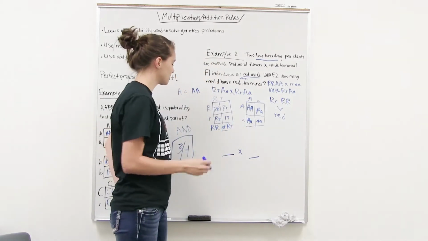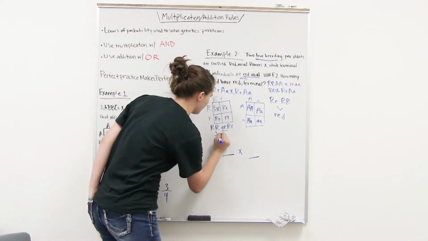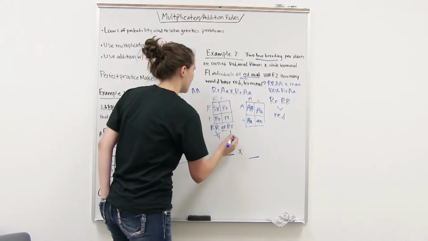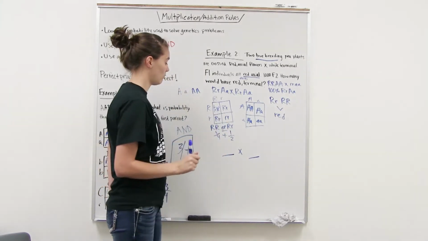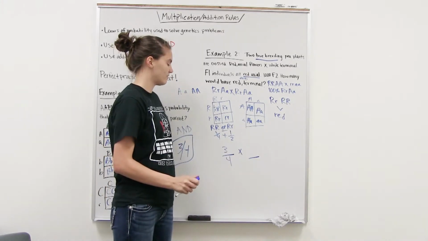So we're dealing with an R. So what's the probability of having big R? Well, there's only one of those, so it's 1/4. And what's the probability of having big R, little r? 1/2. So we're going to add those two together because we want OR. And so now we're going to have a 3/4 probability of having red flowers.